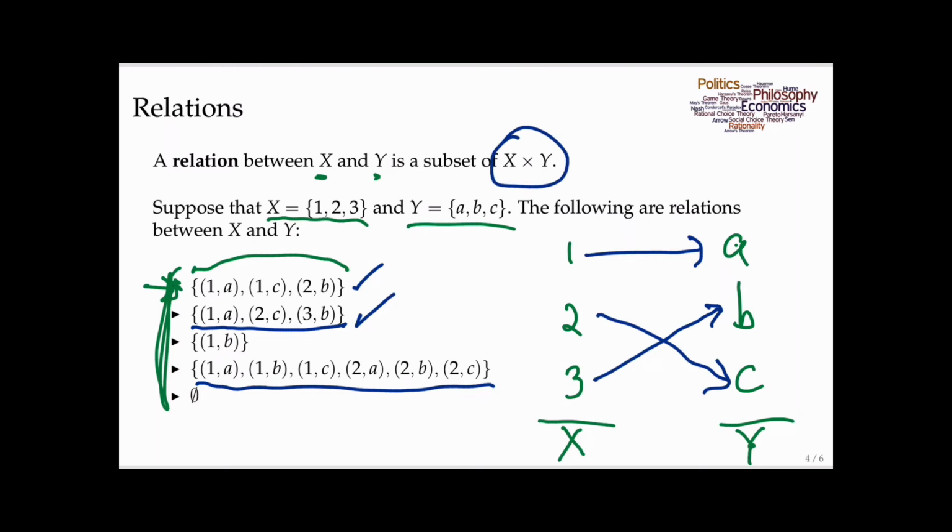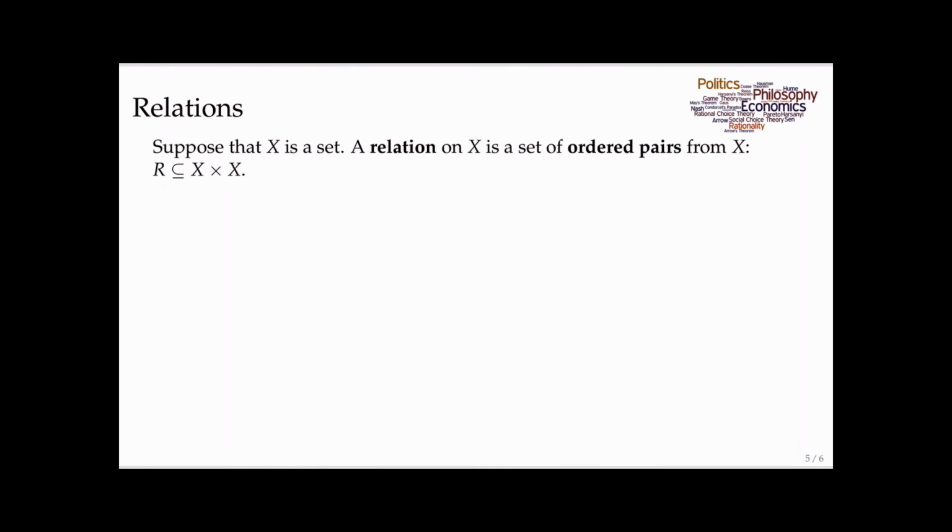So the whole product is itself a relation, and also trivially the empty set is a relation because it's a subset of X cross Y. Now typically we are going to be talking about a relation on a set X. So you have a set of objects, and if I'm a decision maker thinking about those objects and I want to have a preference relation over that set of objects, I'm going to model my preference as a relation, so a subset of X cross X. So I look at the elements of X and I put them in a particular order.